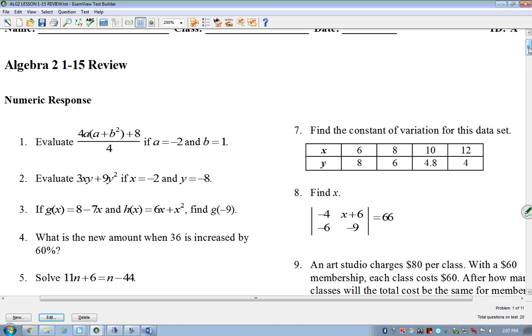All right, number 3. Do I have to plug negative 9 into both equations? No, which one do I plug it into? The g of x. Okay. And it's not as catchy if I say, substitute that variable. Okay, 8 minus 7 times negative 9. What's 7 times negative 9? Negative 63, but it's 8 minus negative 63 then, right? So it'd really be 8 plus 63. So you should get 71. Okay?